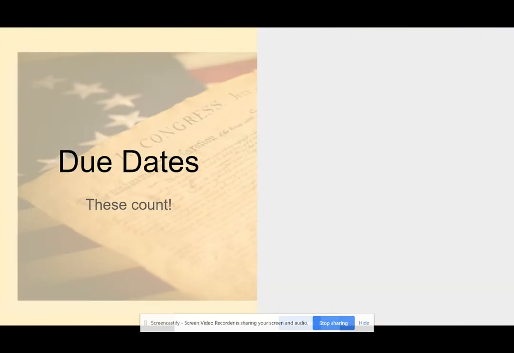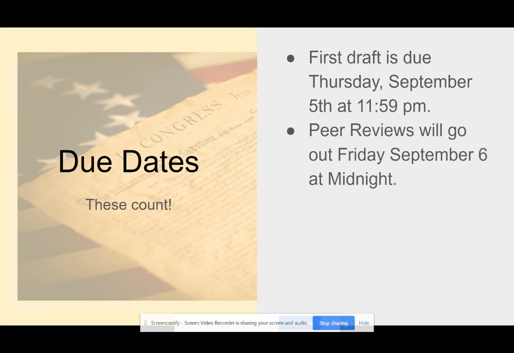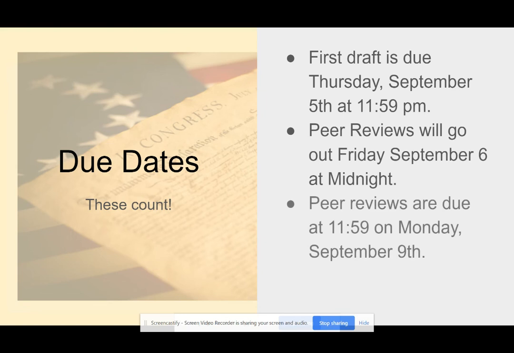Okay. So here are the due dates, and these do count. These are actual due dates. First draft is due Thursday, September 5th at 11:59 p.m. That's 1 minute before midnight. Then the next minute, the peer reviews go out. You need to make sure that you have that paper in before 11:59, well, at least midnight on the 6th, because if it's not there, you don't get a peer review assigned to you. Then the peer reviews are due Monday, September 9th at 11:59 p.m.